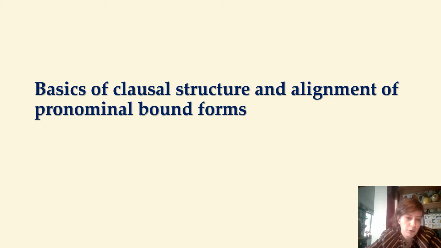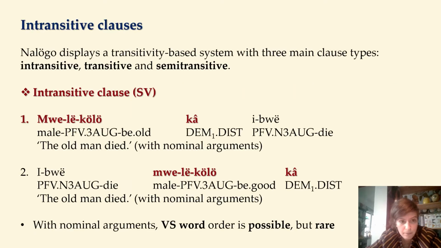So now I'm going to give the basics of the clausal structure and the alignment of the pronominal bound forms, because this is useful for what we are going to say later. So Nalögo is a fairly typical Oceanic language because it has a transitivity-based system with 3 main clause types. So we have intransitive, transitive, and semitransitive clauses.